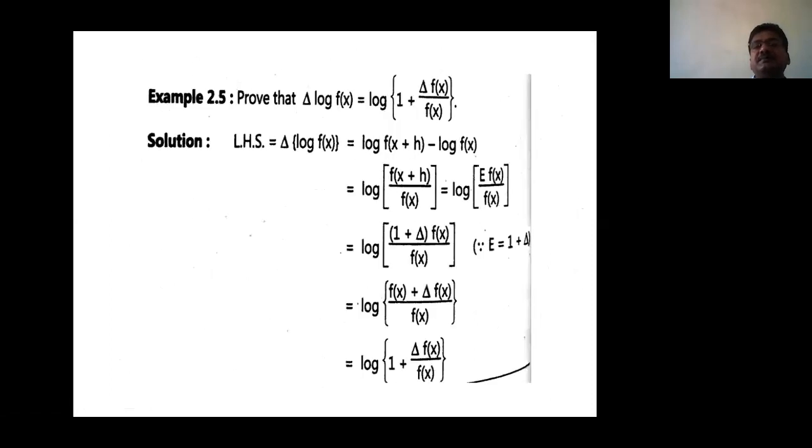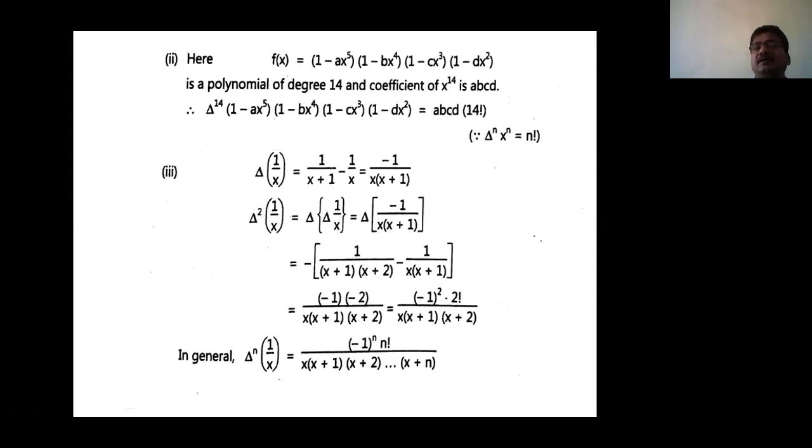That delta raised to n of x raised to n is actually what? Delta raised to n of x raised to n is n factorial. By using that, what are the higher order differences of x raised to n? If the power of delta is larger than the power of x, then the answer is 0. If both powers are the same, for example, delta raised to 5 of x raised to 5 is 5 factorial, delta raised to 6 of x raised to 6 is 6 factorial, but delta raised to 6 of x raised to 5 is 0. That is, if the power of delta is larger than the power of x, then the answer is 0.